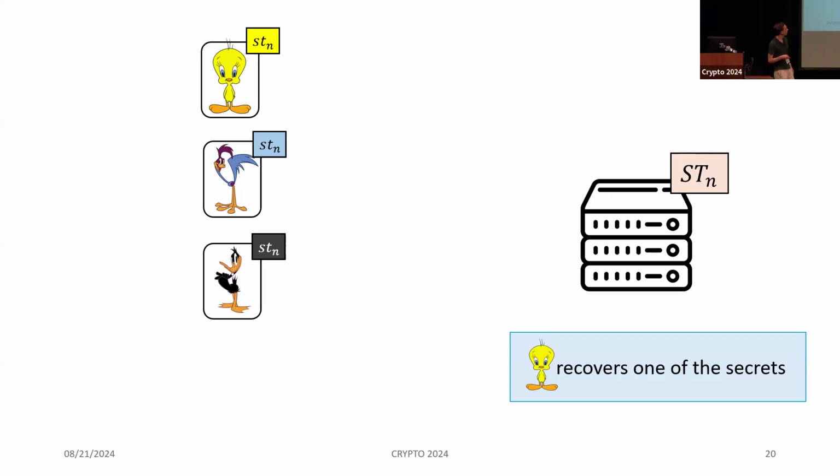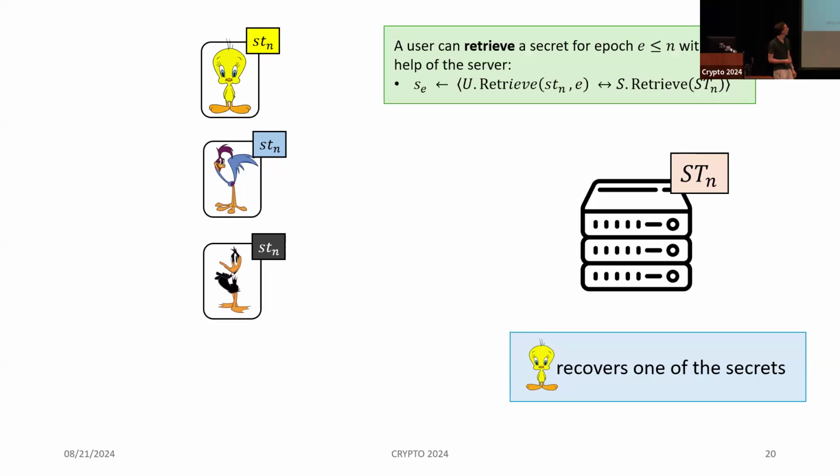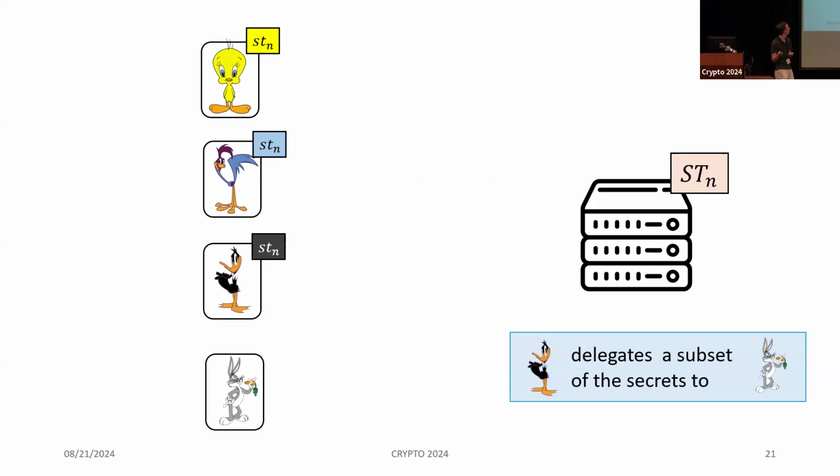So then we have another algorithm. Let's say Tweety wants to recover one of the old secrets, and that's just another interactive algorithm called retrieve. She can input the epoch number and her state to that, run it with the server, and this will eventually output this old secret for that epoch.